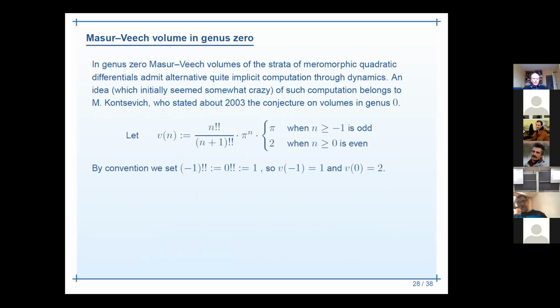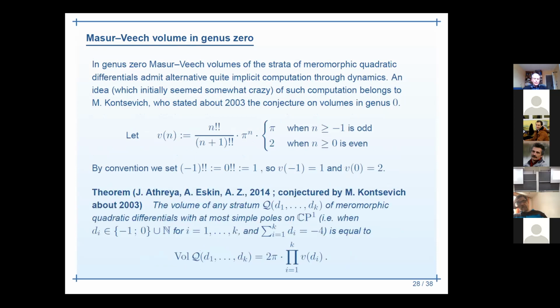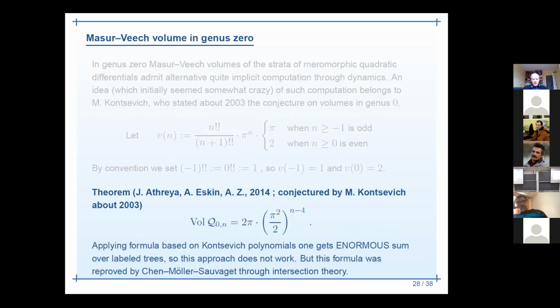Now, for genus 0, there is an extra simplification because there is an explicit formula for the Masur-Veech volume. It's not a recursive formula, it's given by a closed formula, which is here, and actually it works for any stratum. I need it only for the principal stratum, and for the principal stratum the formula is particularly simple. So it's just this. You see there is a power of pi, a power of 2, and a factor 2 pi.